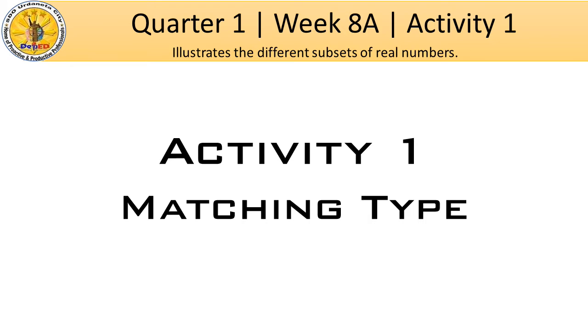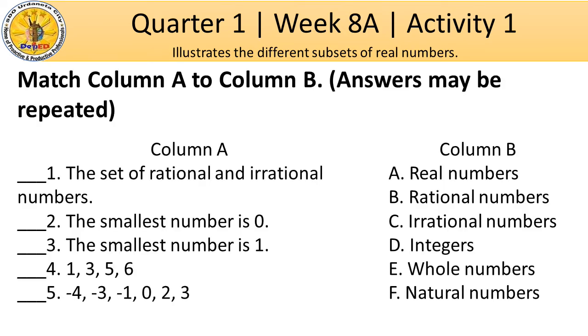Activity 1. Matching type. Direction: match column A to column B. Answers may be repeated. In column A, we have the following. Number 1, the set of rational and irrational numbers. Number 2, the smallest number is 0. Number 3, the smallest number is 1. Number 4, 1, 3, 5, 6. And number 5, -4, -3, -1, 0, 2, 3.